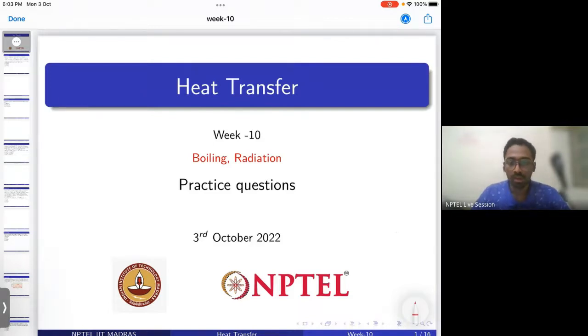So this is our 10th session. We'll be discussing some practice questions related to the different topics. Let's have a brief recap of the contents that we discussed in week 10. There was a tutorial session; the first lecture was a tutorial session for the heat exchanger part.